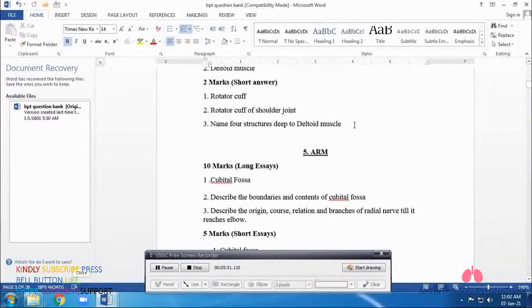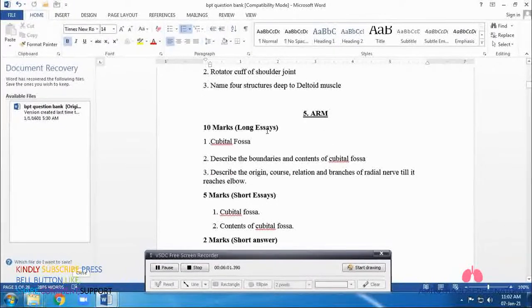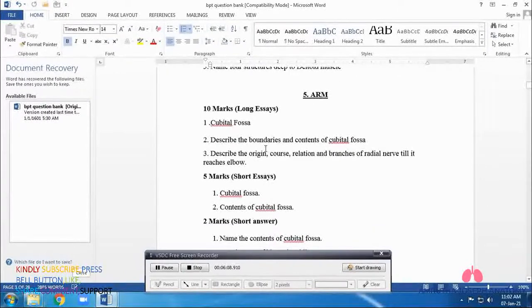And coming to the next region, arm. It's a 10 marker, cubital fossa. Cubital fossa is a 10 marker, so write about the boundaries, how it is formed, the floor, the roof, contents from medial to lateral, and clinical aspects. Describe boundaries and contents of cubital fossa.